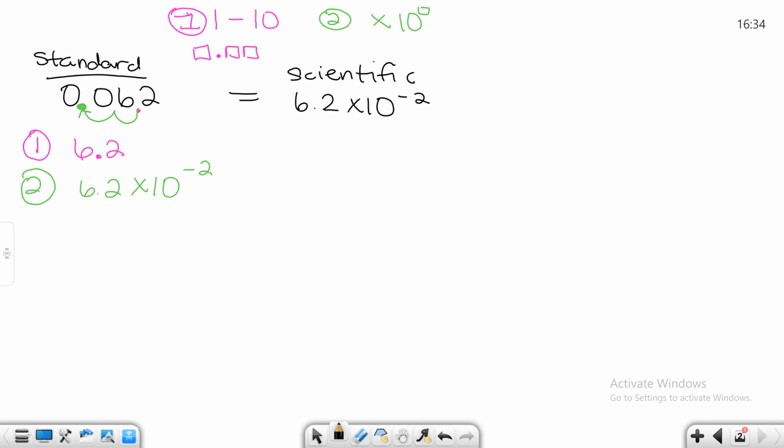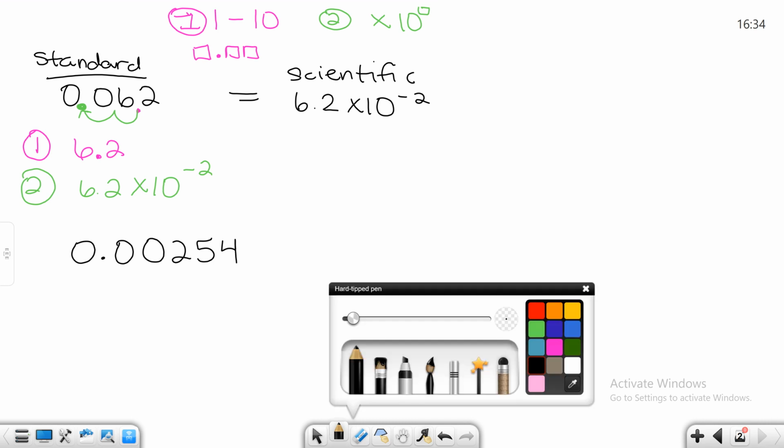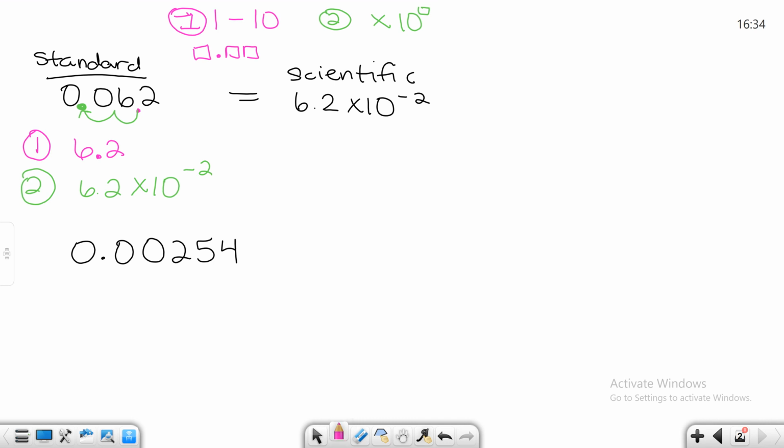So here we're going to talk about the diameter of your hair. And obviously it's very, very tiny, right? The width of your hair. And so the diameter of your hair is 0.00254 centimeters. So let's think of, where can I place my decimal so that this number is between 1 and 10?